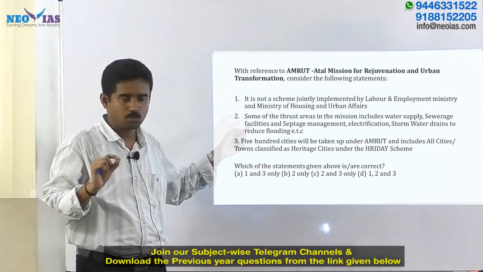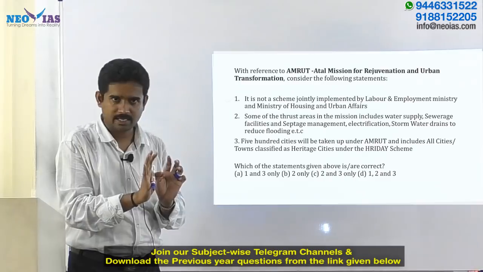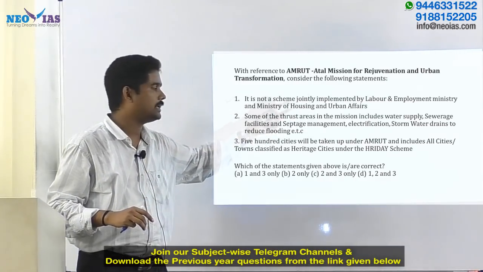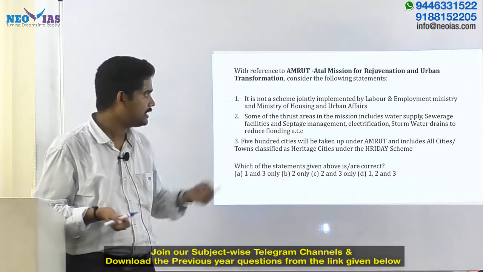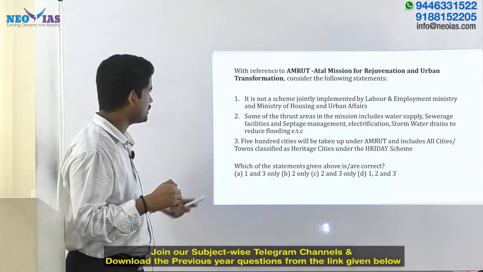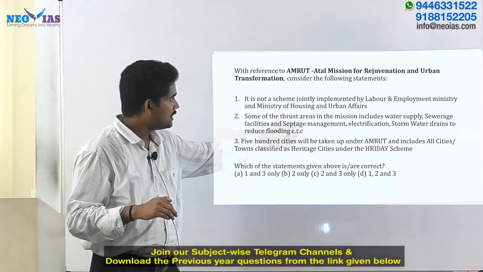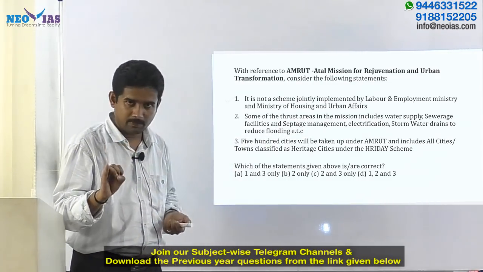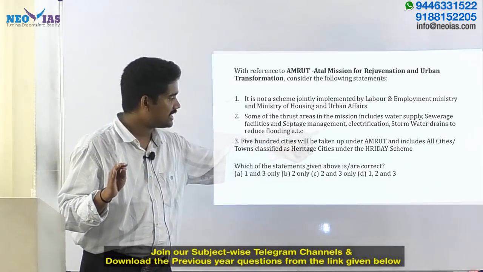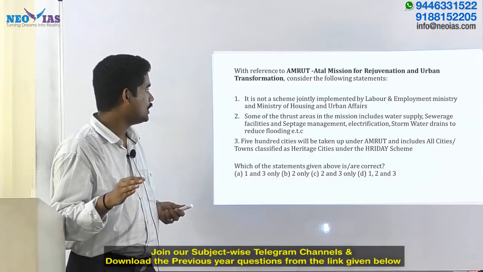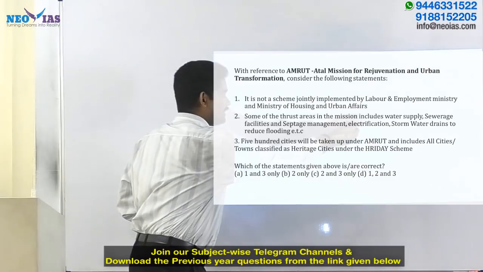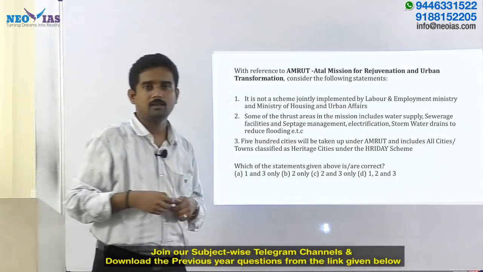We'll read that statement once more. It is not a scheme jointly implemented by the Labour Ministry as well as the Ministry of Housing and Urban Affairs, because it is a scheme which has been implemented by the Ministry of Housing and Urban Affairs. So statement 1 is a correct statement. Statement 2: some of the thrust areas in the mission include water supply, sewage facilities and septage management, electrification, stormwater drains to reduce flooding, etc. So, is electrification one of the key entities under the Amrut scheme?